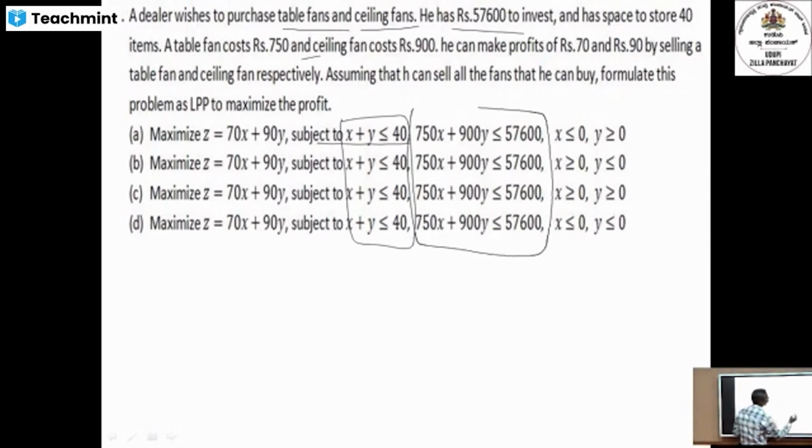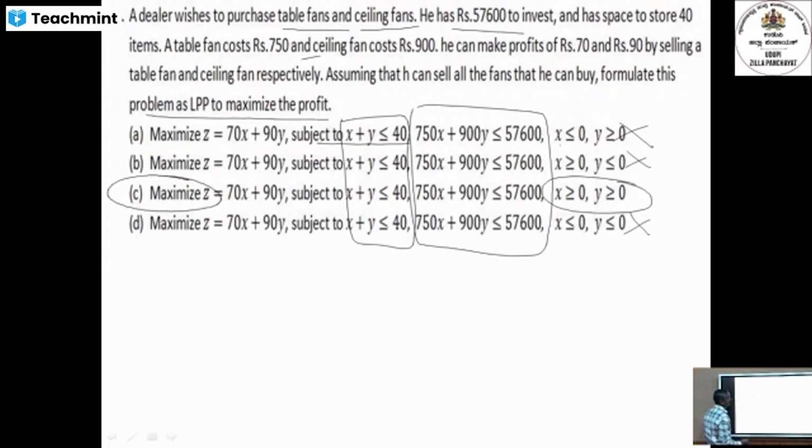So that means x should be greater than or equal to 0, y should be greater than or equal to 0. But when you check the conditions, you see that here x can be negative, y can be negative. Here both x and y can be negative. Therefore, this is not at all a possibility. Non-negative conditions are violated in this particular LPP. Formulate this problem as an LPP. So option C is the correct answer, only because they have violated the non-negative conditions of the variables.